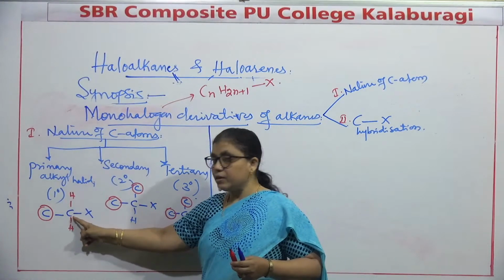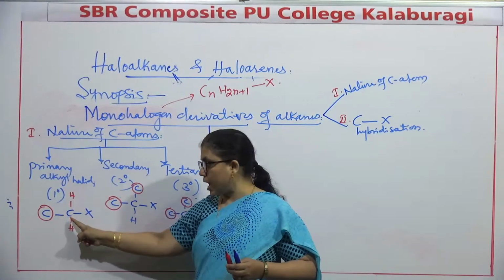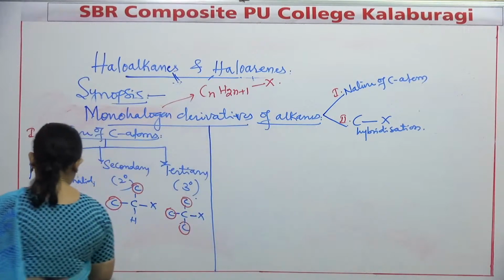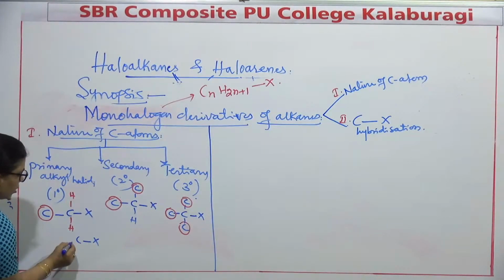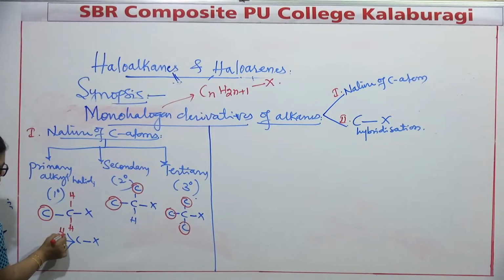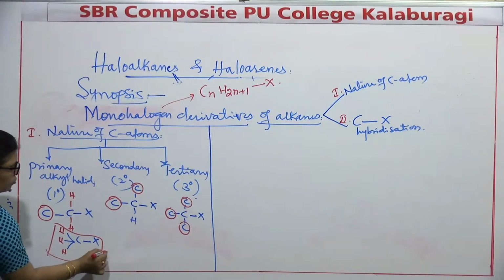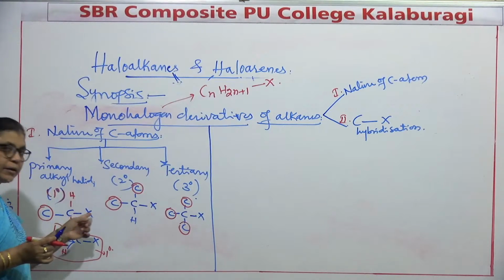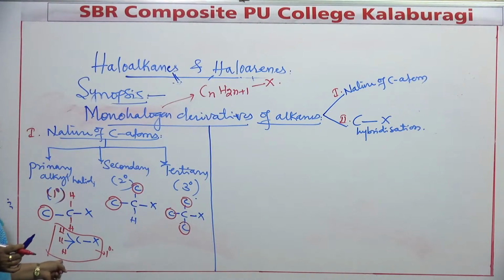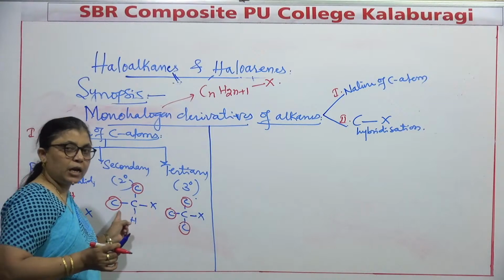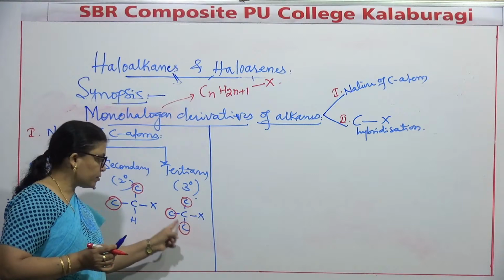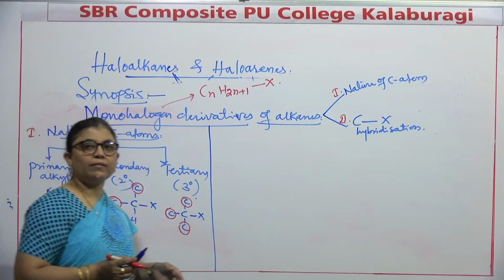That's why we can say that whenever the carbon containing halide is linked with one carbon, or even no carbon, then the carbon containing halide has all 3 hydrogen. This is also primary, children. This is also primary. So what we can say? Carbon containing halide must have one carbon or no carbon, they are primary in nature. Carbon containing halide has 2 carbon or 1 hydrogen, it is secondary. Carbon containing halide has 3 carbon, no hydrogen, it is called as tertiary.